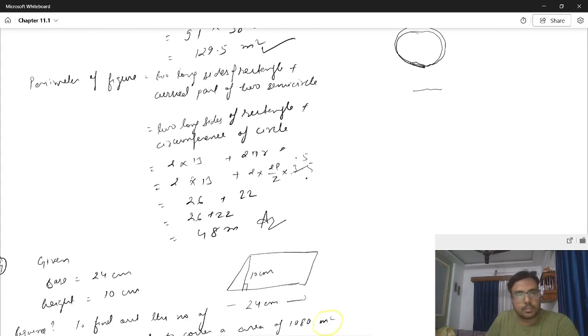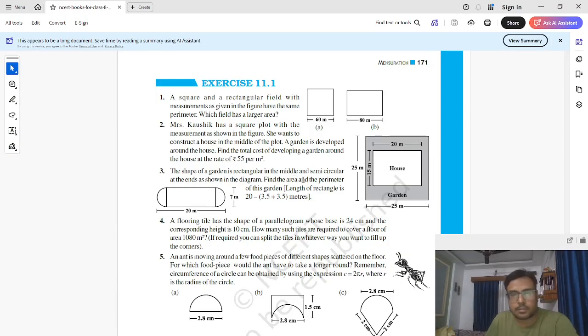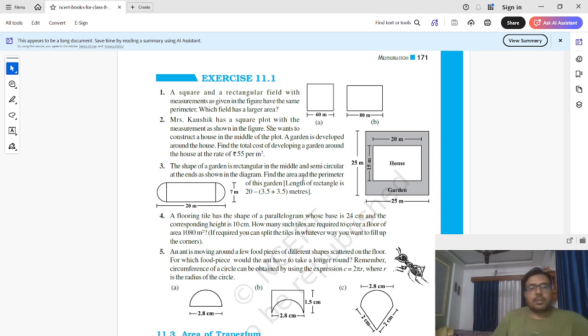Now moving to the next, fourth question. A flooring tile has the shape of a parallelogram whose base is 24 cm and corresponding height is 10 cm. Here you can see the dimensions are given in centimeter. Base is 24 and height is 10. How many tiles are required to cover a floor of area 1080 meter square? Here the area is given in meter and the sides are given in centimeter.